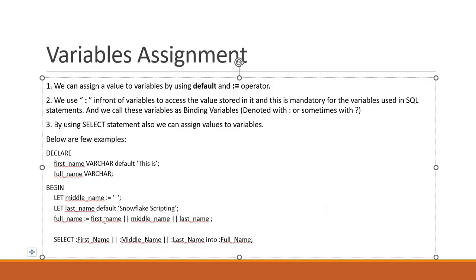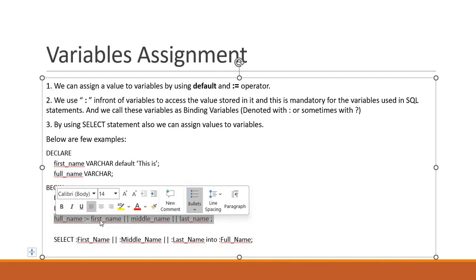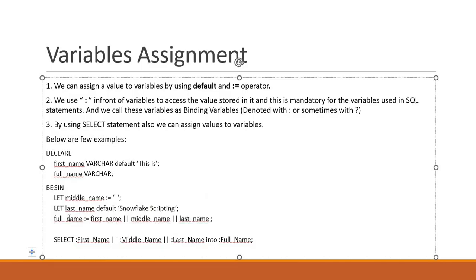So what is the value of this first name variable? This is. What is the value of middle name? It's an empty string. And what is the value of last name? Snowflake scripting. So whenever you concatenate all these three variables, what is the result? This is space Snowflake scripting. That value will be assigned to this full name. So this is one way we can concatenate the variables and assign to another variable.